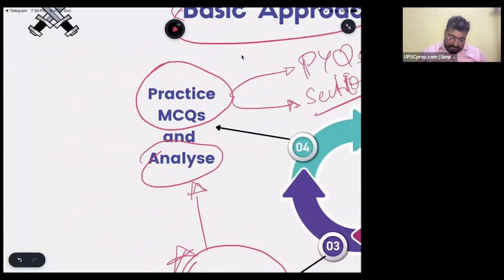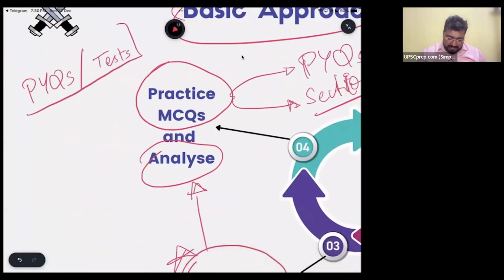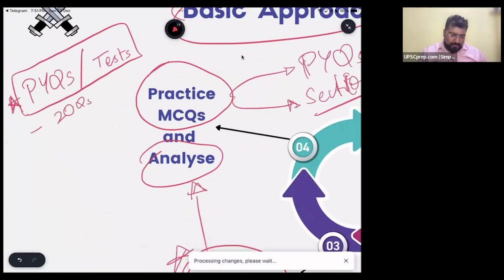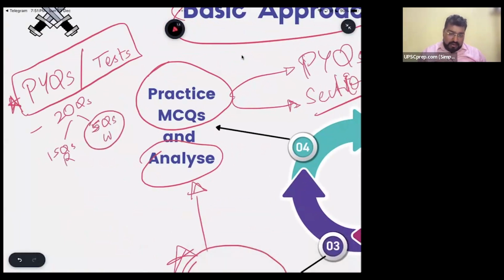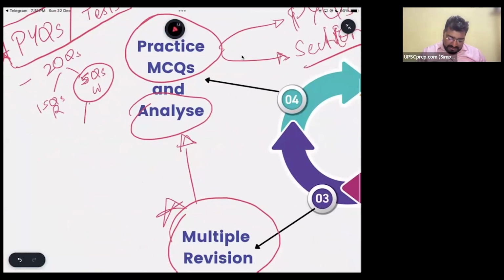Suppose you are solving PYQs, or let's say you are solving tests. In these PYQs and tests, suppose you have attempted 20 questions superficially. Of these 20 questions, suppose 15 were right and 5 were wrong. Now, how you need to analyze is, take these 5 questions which went wrong, and see whether the concept was missing or you were not able to recall the thing.